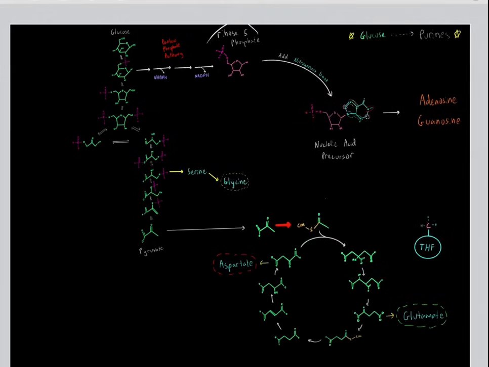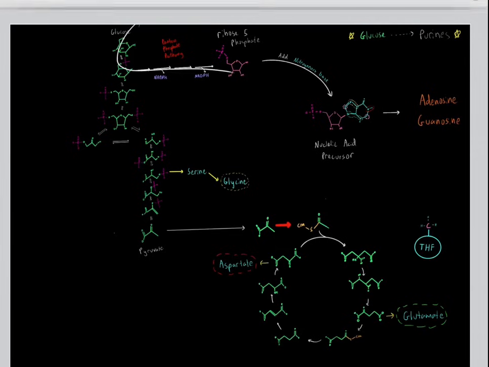Another example is we can take this ribose 5-phosphate, add a different nitrogenous group to form this nucleic acid precursor, where these atoms came from glycine, these atoms came from glutamate, and these atoms came from aspartate. And then these 2 carbons came from tetrahydrofolate, which is a methyl donor. But then we form this intermediate, which we know can be used to form purine nucleic acids like adenosine and guanosine. So that's pretty cool. We can biosynthesize these nucleic acids.